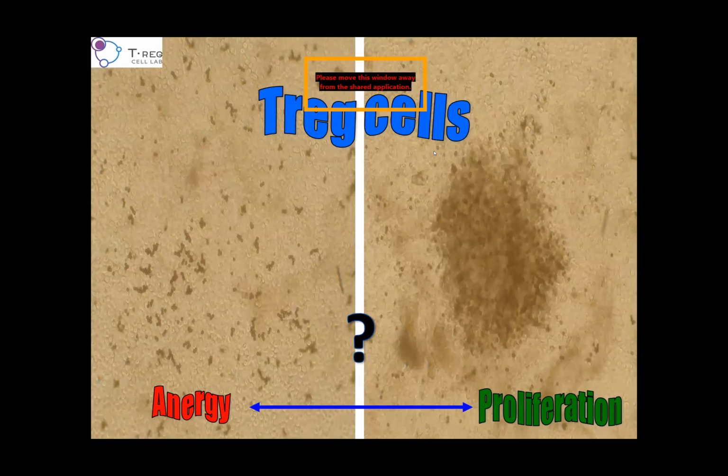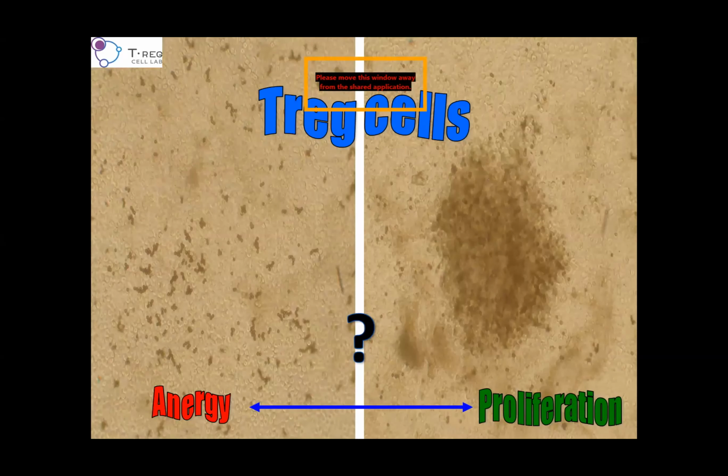So why are Treg cells, either human or mouse, anergic once put in culture? They are alive, but they do not respond to TCR stimulation. Why is this occurring? And how can we reconcile this with the fact that they are so proliferative in vivo?